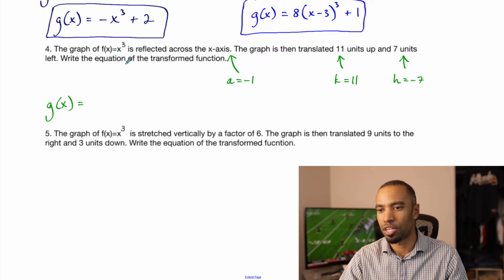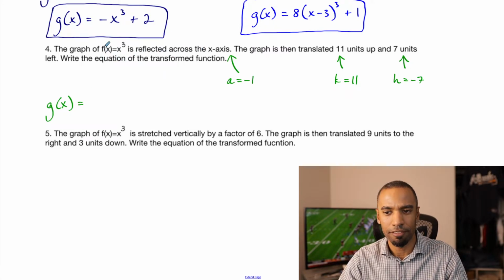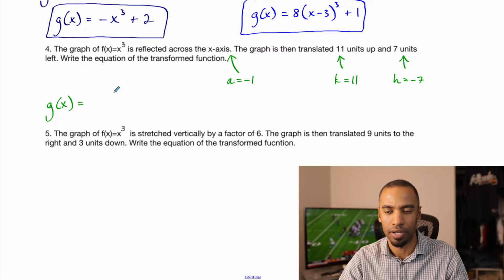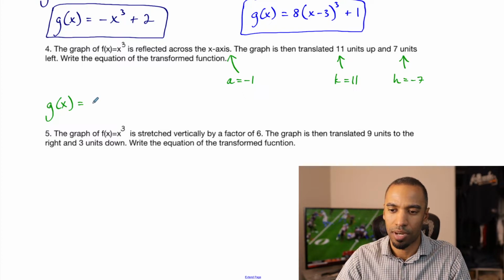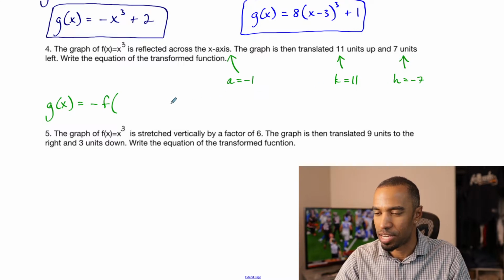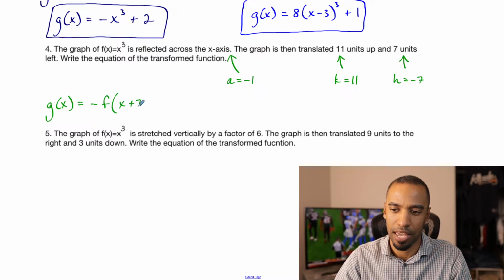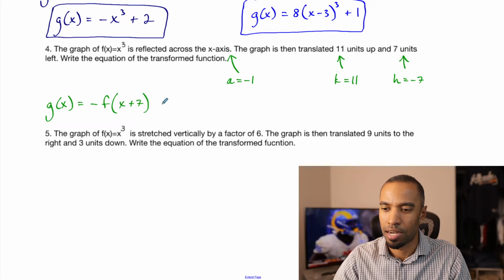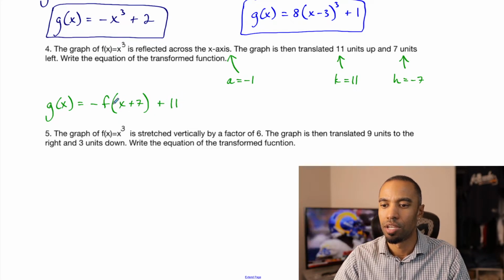They say write the equation of the transform function. You can use the f of x equation if you'd like because they told us what it is. So I'm going to use the negative: negative f of x minus h, x minus negative 7, that becomes x plus 7, and then plus 11. So you can do that.